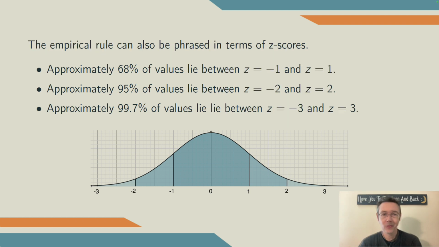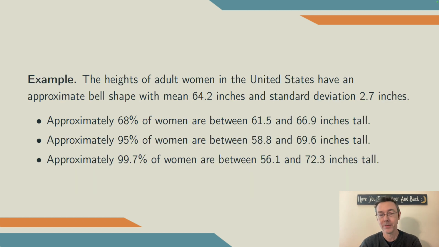the mean. We can also say this in terms of z-scores because the z-score represents how many standard deviations above or below the mean a particular observation is. So for instance, about 68% of values in any data set have a z-score between -1 and +1.